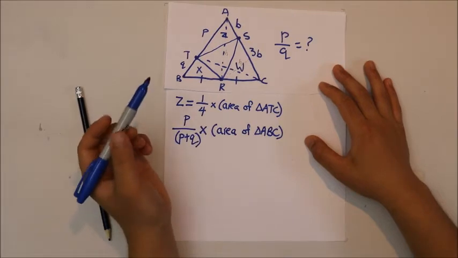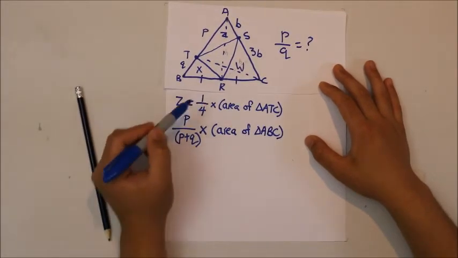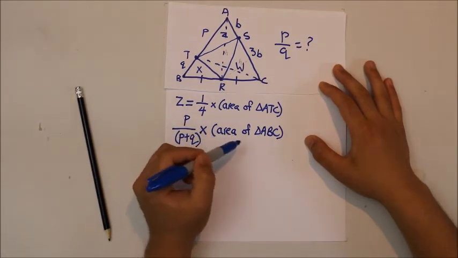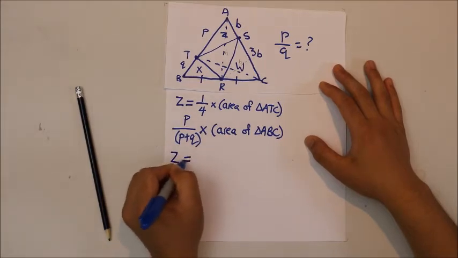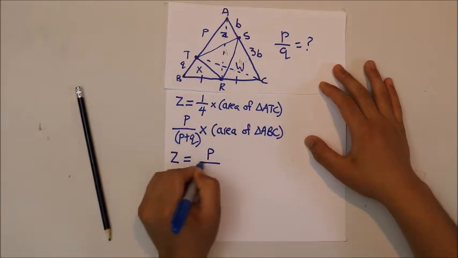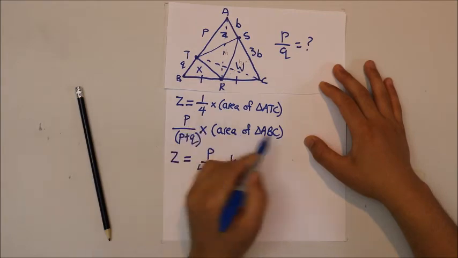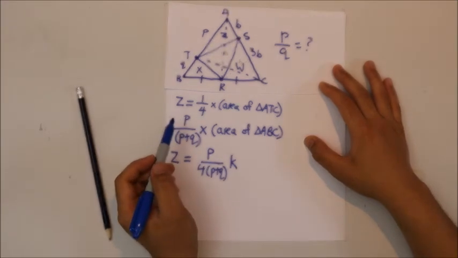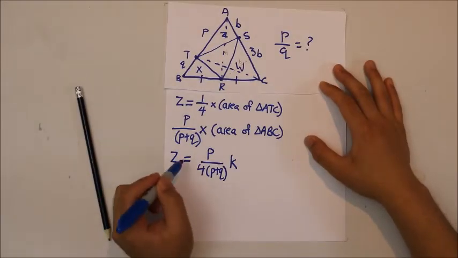Now we can just multiply these two together: the 1/4 and P over P plus Q times the area of triangle ABC to get Z. And we get Z is equal to P over 4 times P plus Q, times K, which is the area of ABC as we defined earlier when solving for W. So now we have the equation for Z.